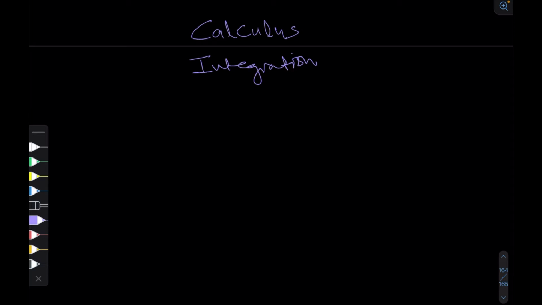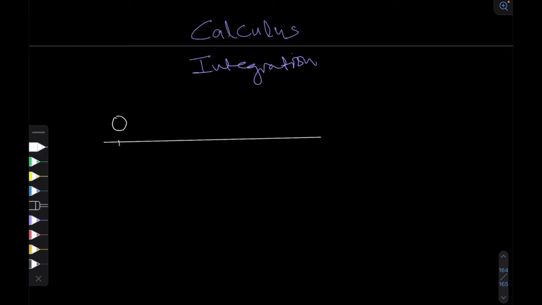Alright, hello. So let's take a look at integration. When I started the series on calculus, I mentioned that calculus is about two things: A, the differential, and B, the integral. We looked at differentials, which had to do with gradients. Now we will look at integration, which has to do with areas under the graph.